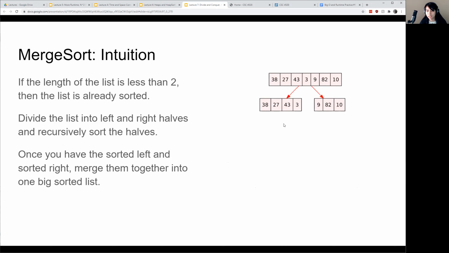Go ahead and take 15 seconds. What does the left half look like? What are the 2 recursive calls that will take this list and split it into 2 smaller lists? It says divide the left half and the right half up, and then recursively sort the halves. So I'm just asking you, if this is the list that we care about, what should be the left half and the right half? Go ahead and type in chat if you have it. It's going to be 38 and 27, and that's it.